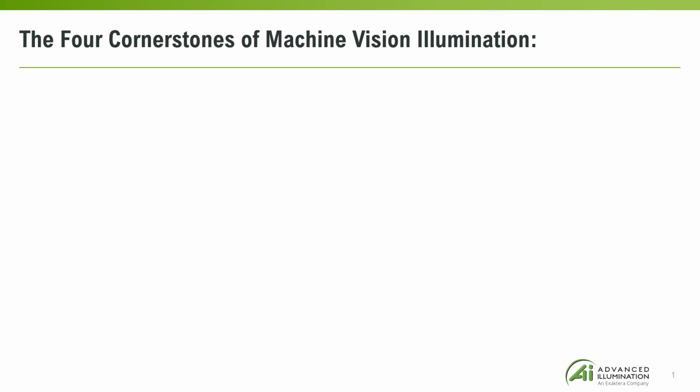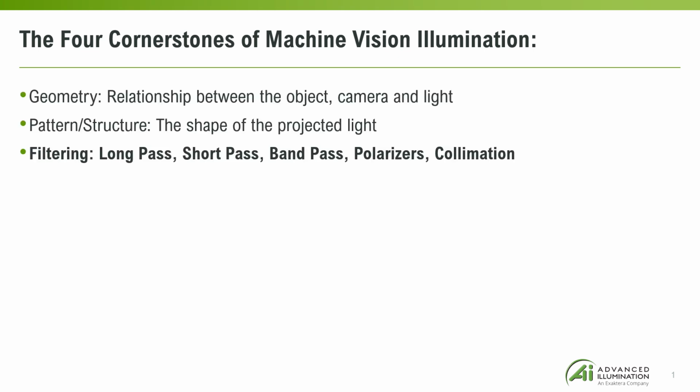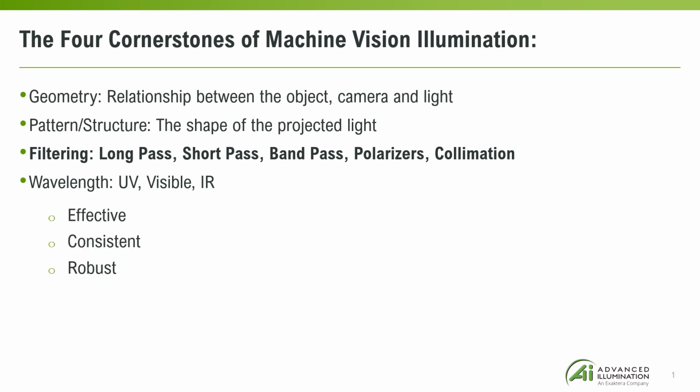The four cornerstones consist of geometry, pattern and structure, filtering, and wavelength. As one of the cornerstones, filters play a crucial role in machine vision by enhancing image quality, extracting relevant features, and reducing noise, leading to more accurate, efficient, and reliable performance. The ultimate goal in understanding the four cornerstones is to have effective, consistent, and robust features best suited for a given inspection.